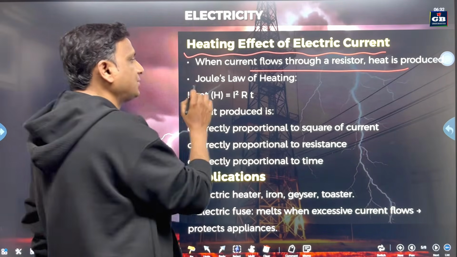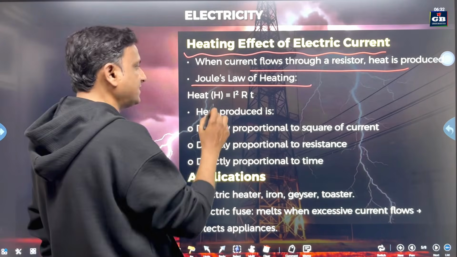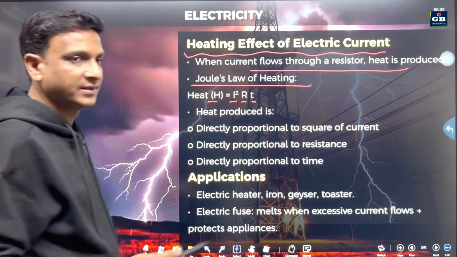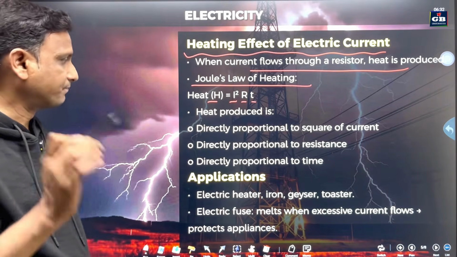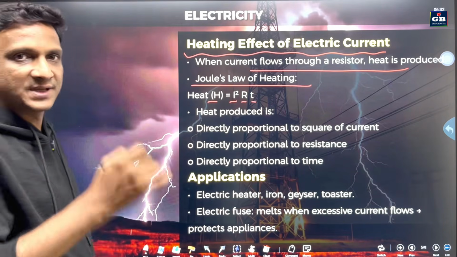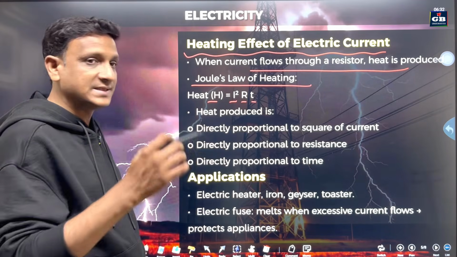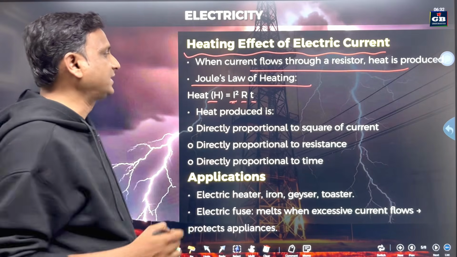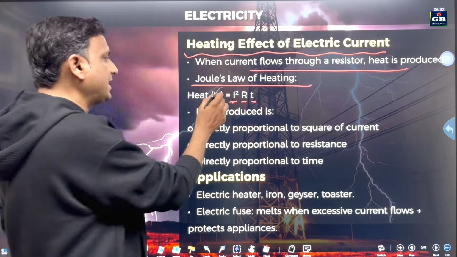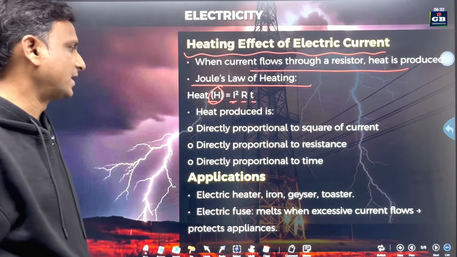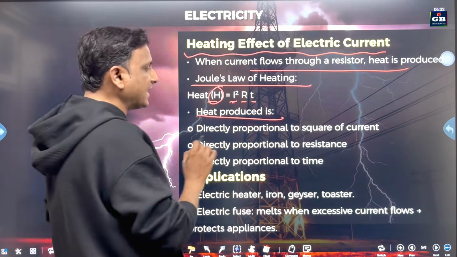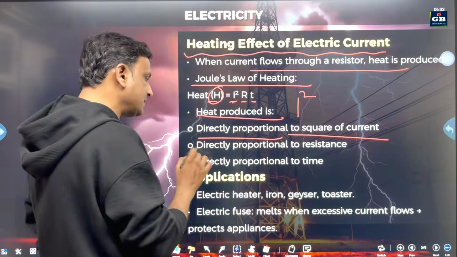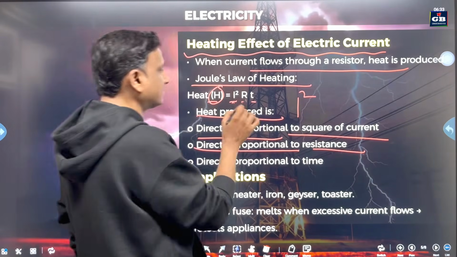For that we are studying Joule's law of heating. What does it state? Heat is equal to I square R T: current squared into resistance into time. So how much time the current is passed, how much resistance that material has, and the square of the current give the heat produced. This is Joule's law. The heat produced is directly proportional to the square of the current, and directly proportional to resistance.